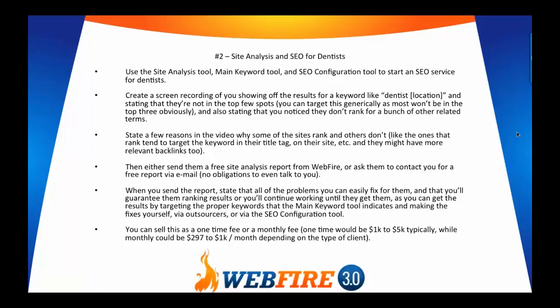You can have a bunch of things that you say, hey, I noticed that for a bunch of other terms you aren't ranked. Now, you don't actually have to even check all those terms, because you can know, generically, most likely, they won't be ranked for most of those terms anyway. Then in the video, you can state a few reasons why some of the sites rank and why others don't. For instance, you can say stuff like the ones that rank tend to target the keyword in their title tag on their site and so forth. And they might have more relevant backlinks too.